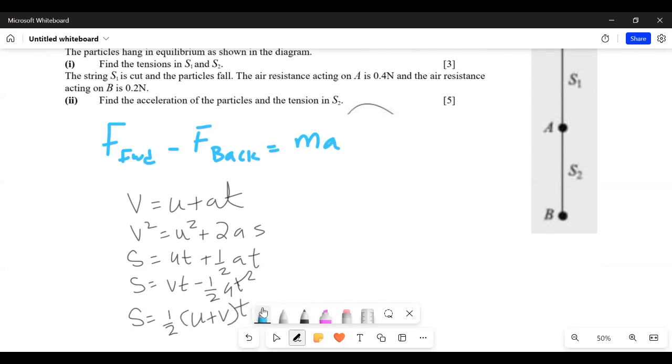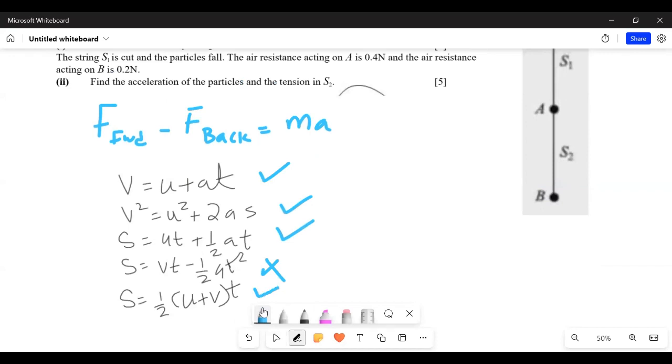We also saw in the formula sheet that this is given, this is given, this is given, this is not given, and this one is given. These are the only formulas given in the mechanics part of the formula sheet. No other formula is given. Even forward minus backward equals MA isn't given.